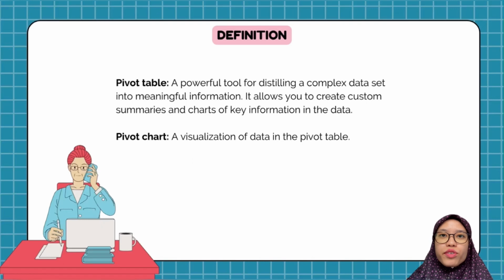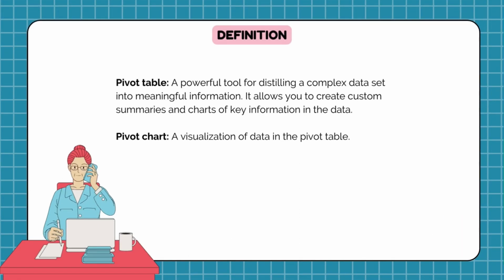We will start off with the definition of pivot table and pivot chart so that it can give you a rough idea of what it really means. So what is a pivot table? Well, it is a powerful tool for distilling a complex data set into meaningful information, which is called the pivot table. It allows you to create custom summaries and charts of key information in the data. Whereas the pivot chart is the visualization of the data in pivot tables.